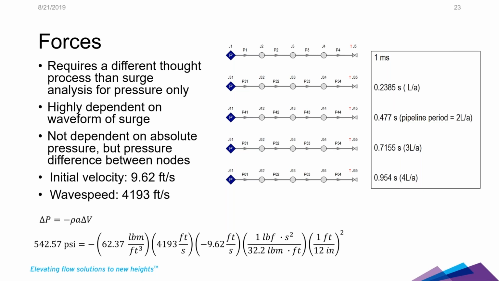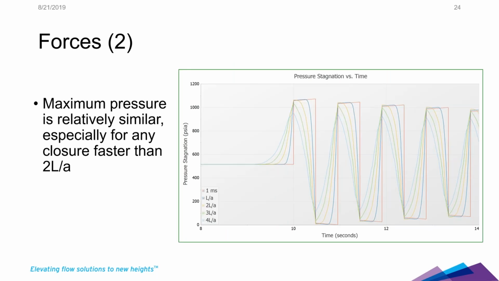So 1 millisecond is essentially instantaneous. You still have to have some sort of time closure and impulse, so 1 millisecond it is. And then you can see my second values for L over A, 2L over A, 3L over A, and 4L over A. And I calculate what my Joukowsky pressure rise is going to be at 542.57 psig. So had to be real specific there.